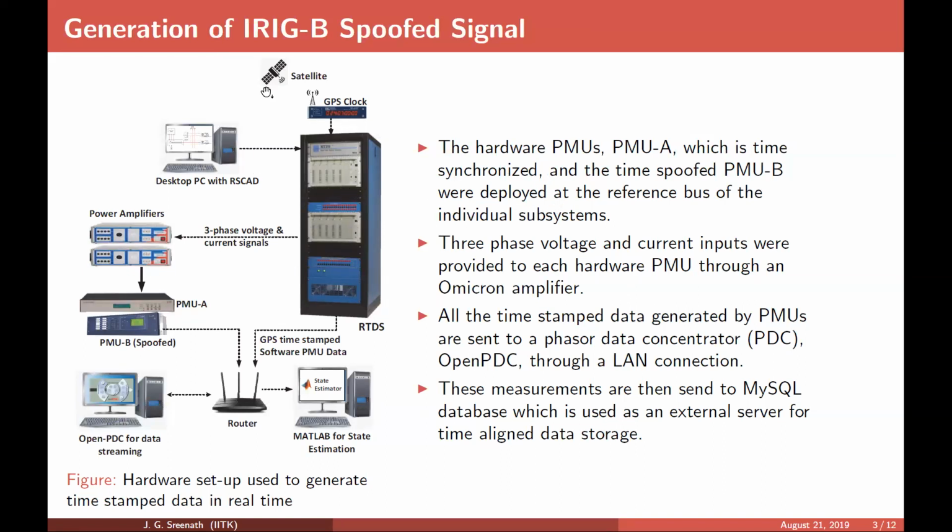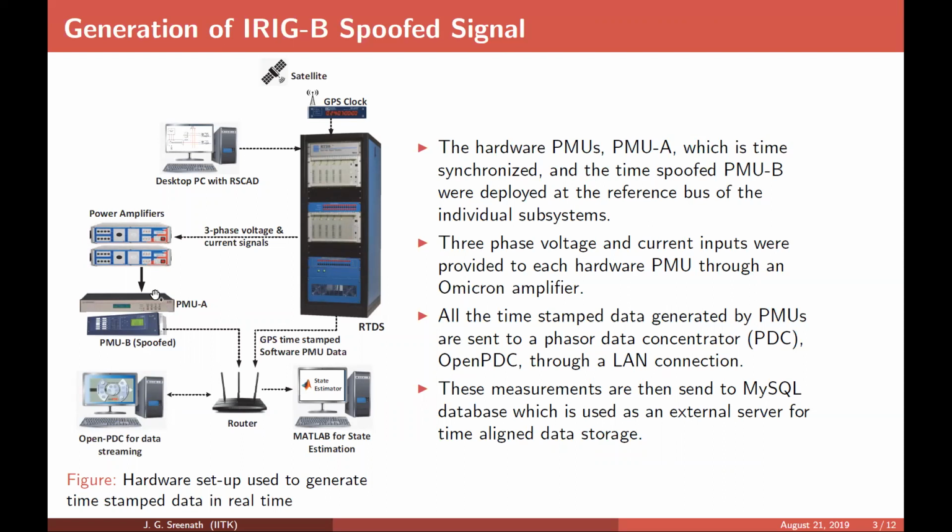So what happens here is you have this desktop. This is the RTDS, and we use a software called RSCAD. RSCAD acts as the graphical user interface for the RTDS, so this is where you create your power system models. It's similar to PSCAD. And this is the GPS clock. From the satellite, this gets the information to the GPS clock. Power amplifiers are used, and this information is then fed to PMU A, that is the Arbiter PMU, which is not spoofed in this particular case.